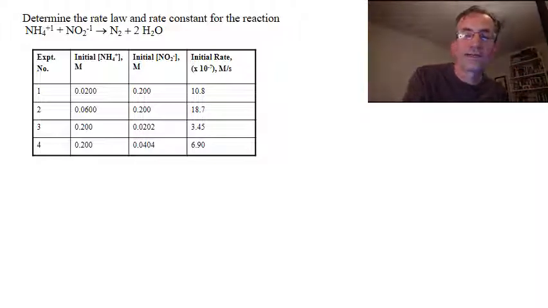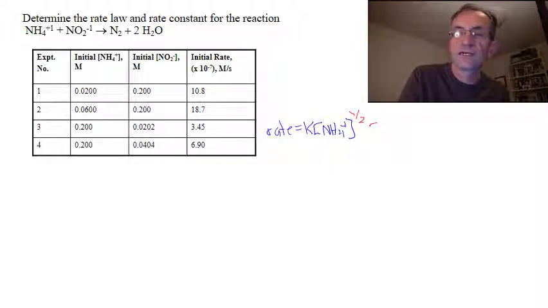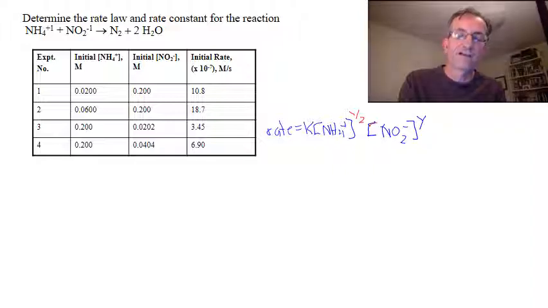Okay, so where are we at now? All right, so now we have that rate law. Rate equals K times the concentration of NH4 positive. And we figured out the exponent there was a half, times the concentration of NO2 to the minus 1. And we still got to figure out what y is. So now we're going to have to figure out what y is.